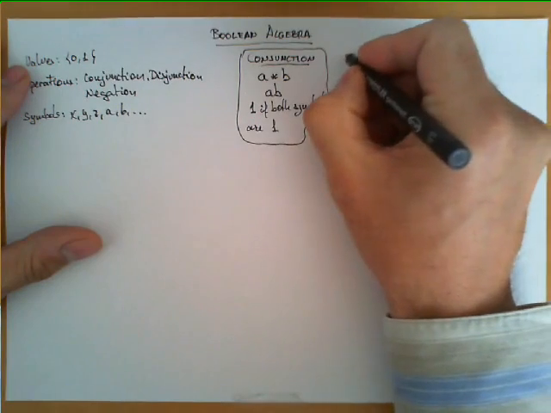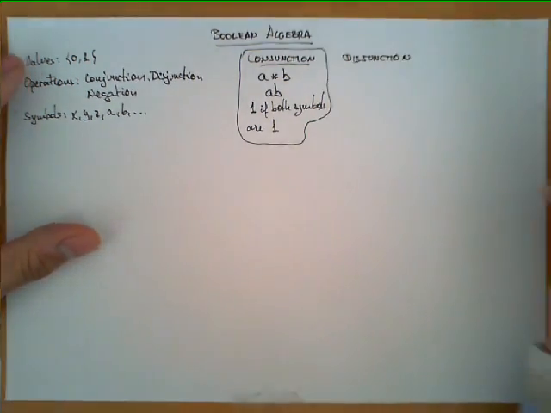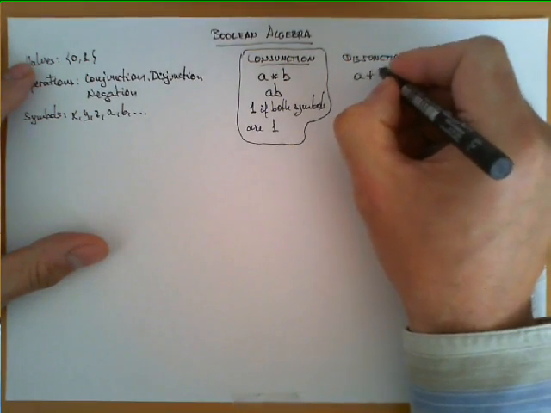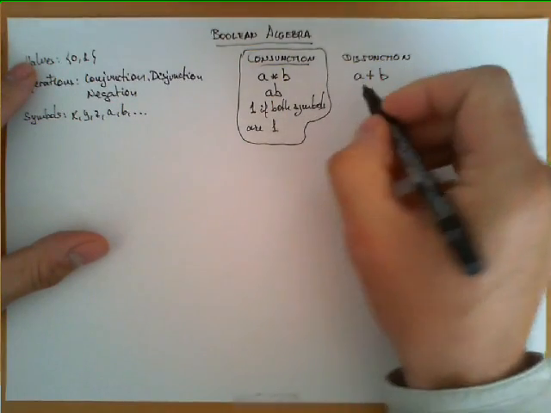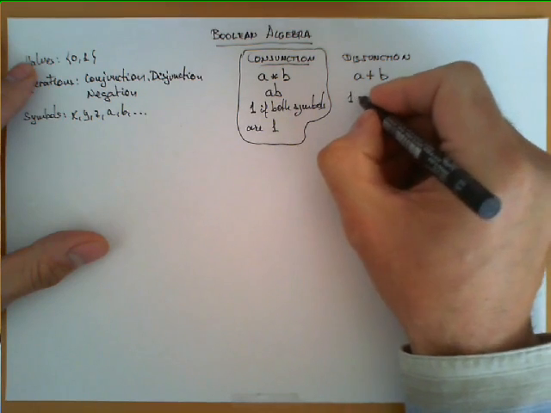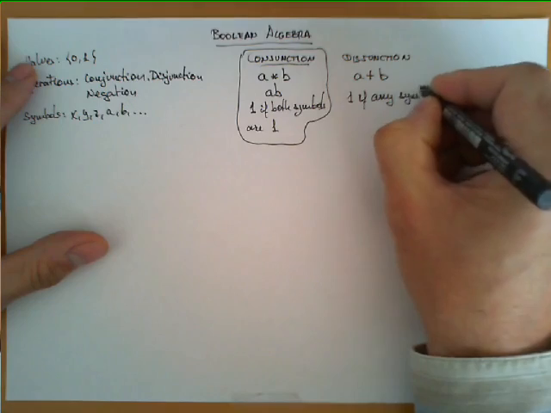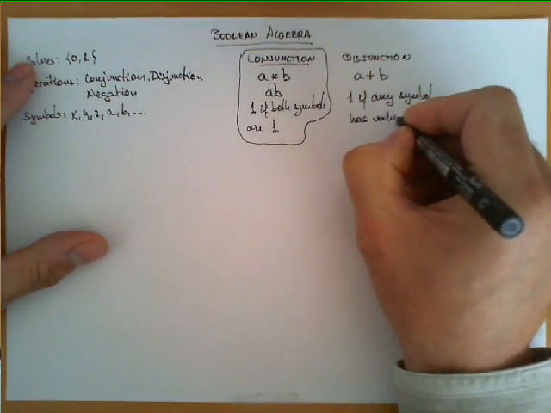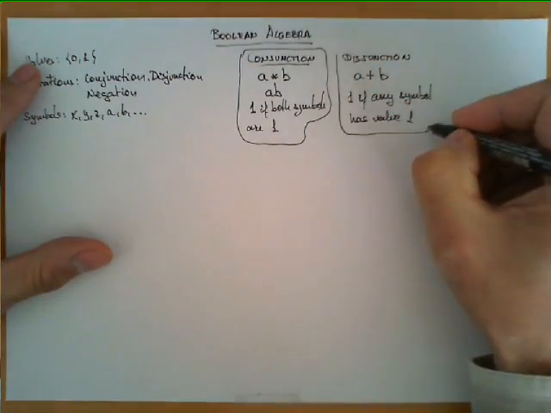Second operation, the disjunction. The disjunction in this Boolean algebra, we're going to represent also as a familiar symbol, which is going to be the plus symbol. A plus B is a disjunction. And the rule for this operand is that it will return a 1, the result will be 1, if any symbol has value 1. And again, as in the case of the conjunction, 0 otherwise.